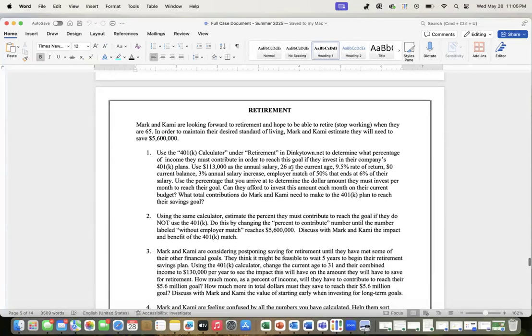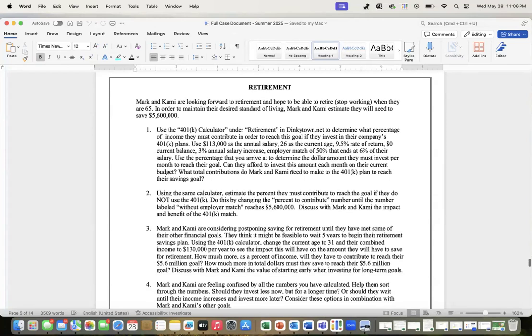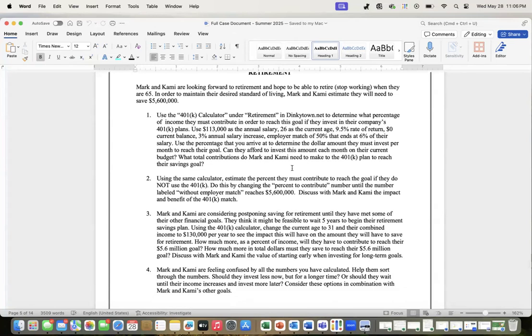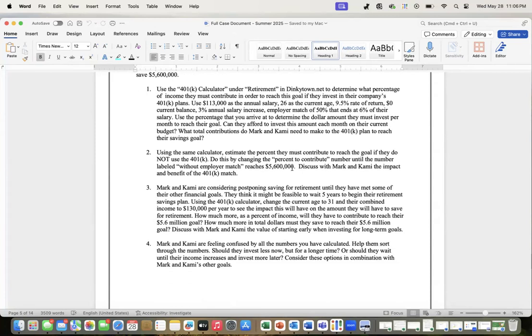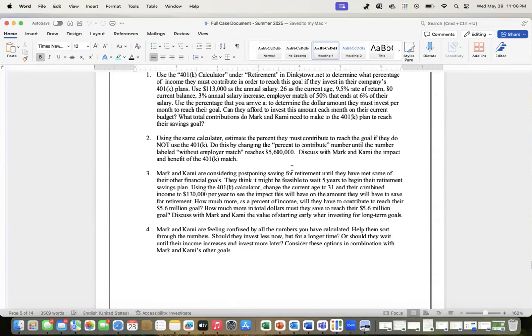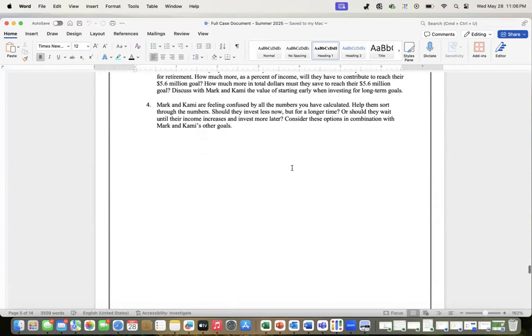And then we'll move on and look at retirement. And so we learn a little bit more about their retirement plans, what they're hoping to accomplish to hit their retirement goals, and what it might cost to accomplish those objectives. So we'll run some calculations related to that.